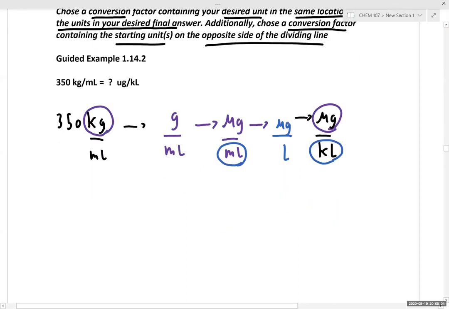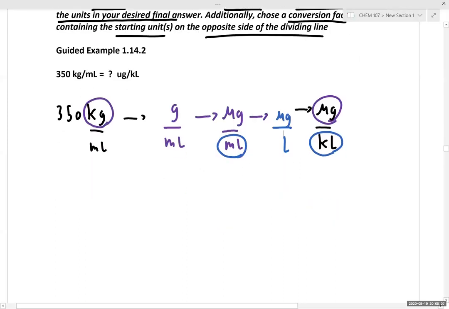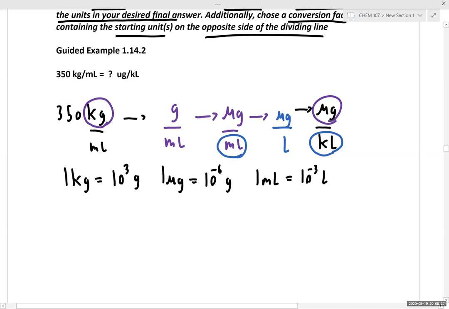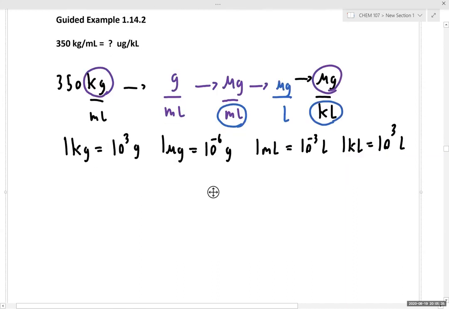Okay, so now that I have my solution map set up, I'm going to write some equalities. I know 1 kilogram corresponds to 10 to the 3rd gram. 1 microgram corresponds to 10 to the negative 6th gram. 1 milliliter corresponds to 10 to the negative 3rd liter. And 1 kiloliter corresponds to 10 to the positive 3rd liter. Okay, so now that I have my tools that I'm going to use for this conversion, I'm going to write my starting number, 350 kilograms per mil.